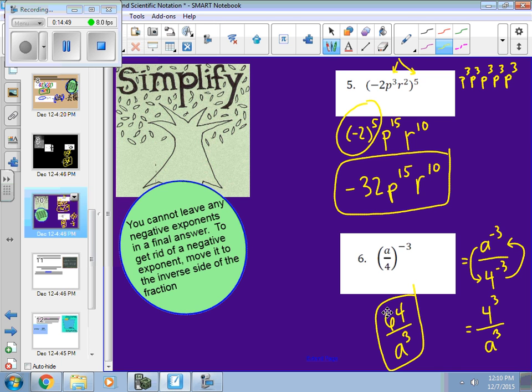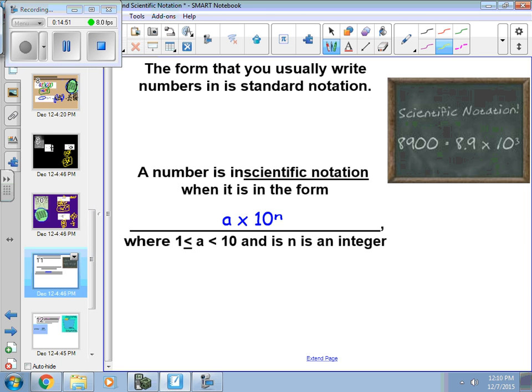All right, so that's properties of exponents. You're going to be practicing some of that later here. The other thing we're going to be looking at is scientific notation.